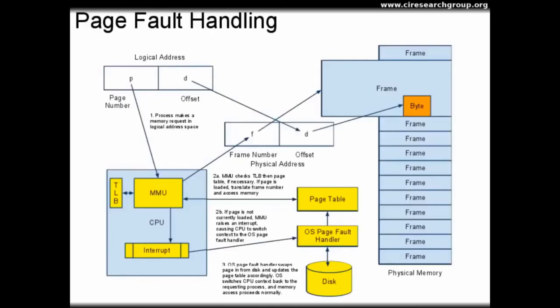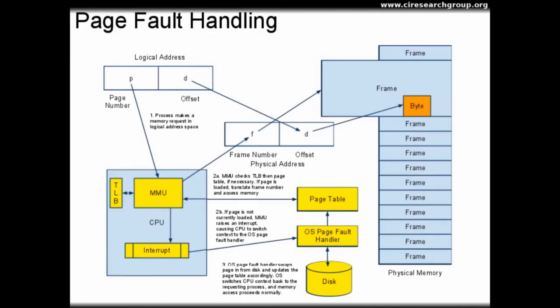The address translation process gains a few steps when paging is utilized. A process makes a memory request using a logical address in its private address space, as usual. The MMU first checks the translation look-aside buffer to determine if the page-to-frame mapping is present. In the case of a TLB miss, the MMU must consult the page table to find the mapping. Once the mapping from page number to frame number is known, the MMU must next verify that the page is actually loaded in physical RAM.